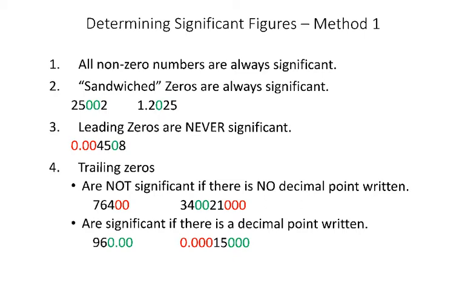Leading zeros, or zeros that come before any non-zero numbers, are never significant. And so this is typically going to be the case where we have numbers that are less than 1, right? So I've got these zeros in front that come before any non-zero numbers, so these zeros would not be significant. This is a sandwich zero again, so that guy would be significant. So this number would have 4 significant figures.